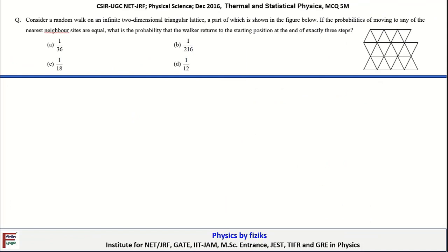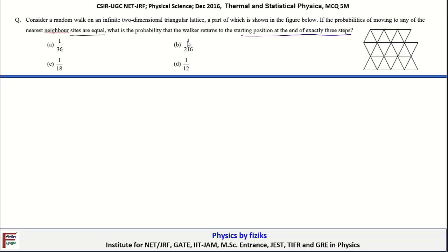So let's take a look at the next problem. It is related to random walk. So the statement is, consider a random walk on an infinite two-dimensional triangular lattice, a part of which is shown in the figure below. Okay, if the probabilities of moving to any of the nearest neighbor sites are equal, what is the probability that the random walker returns to the starting position at the end of exactly 3 steps?